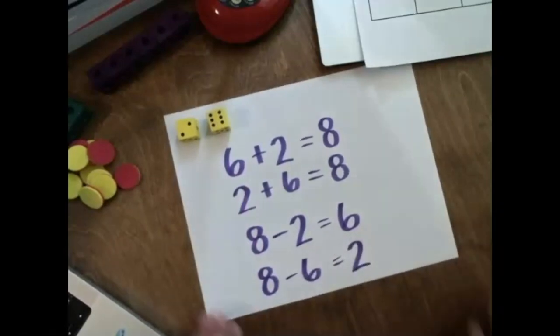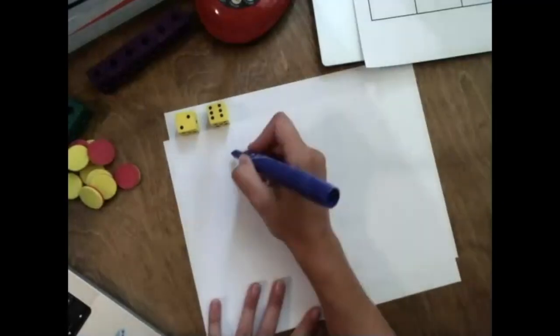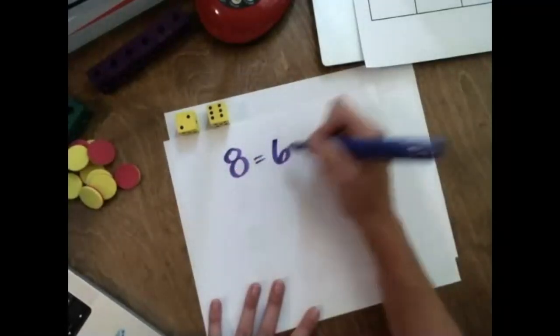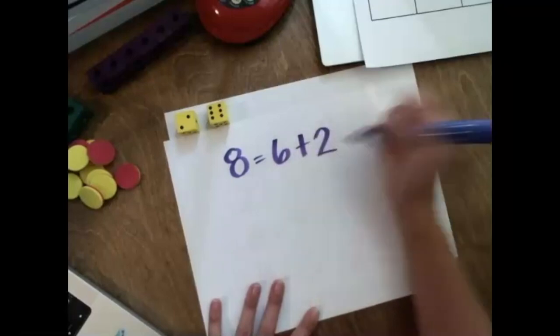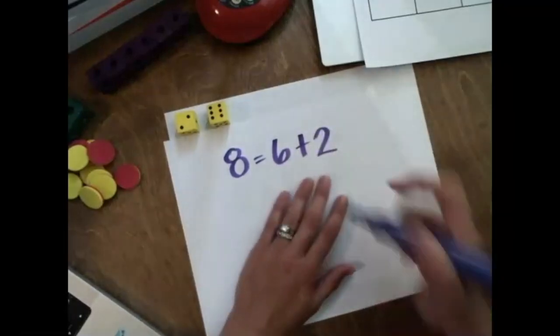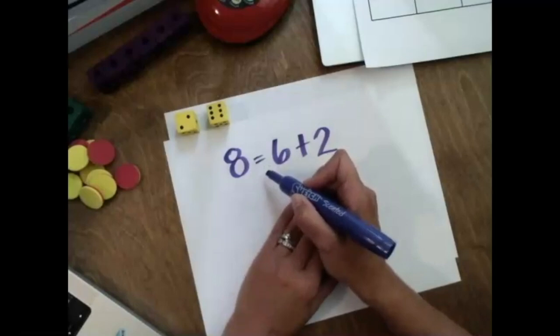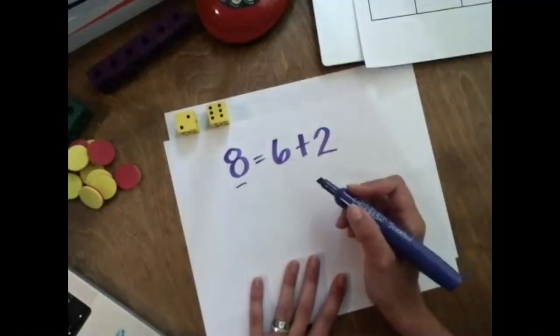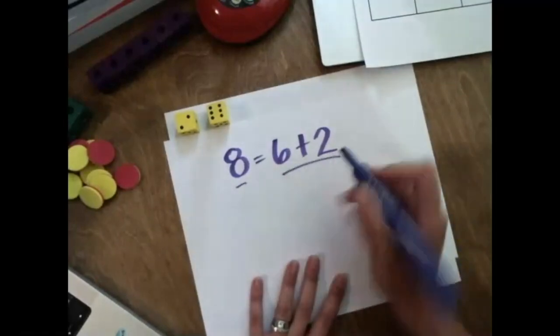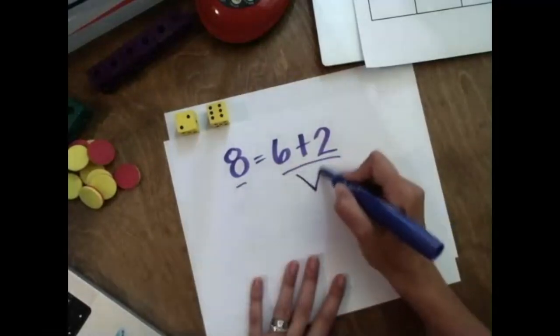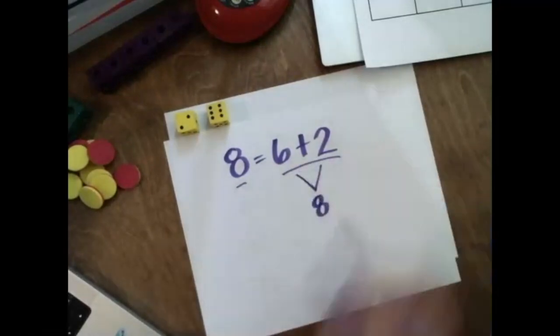Another way to write an equation is starting with the total equals 6 plus 2. In first grade, we talk a lot about the equal sign and how this means balance, so that whatever is on one side has to be the same as what's on this side. So 8 and then 6 plus 2 together also equals 8.